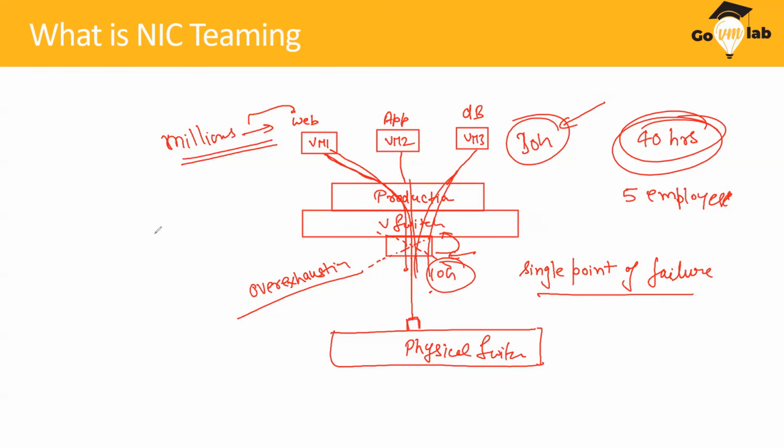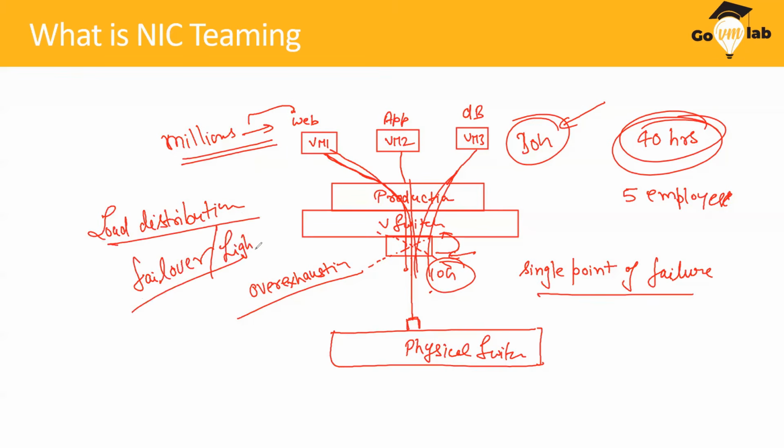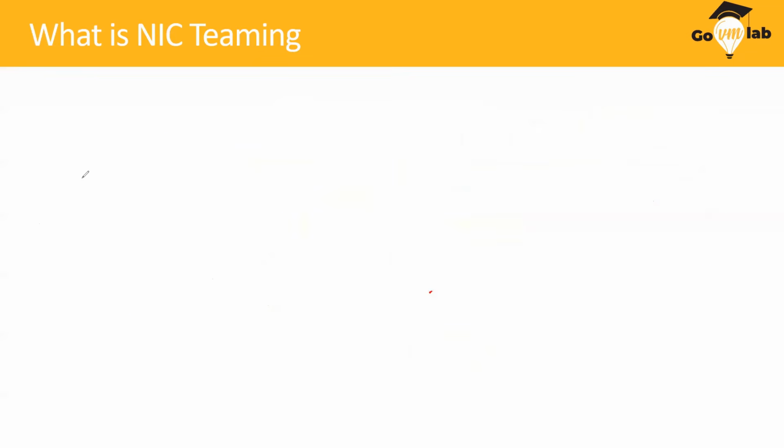So basically, we have two issues here. First, we don't have something called load distribution, right? We cannot have a load distribution here. And second is redundancy to handle the failures. So we don't have redundancy, failover, to be more precise, high availability. These two things are missing in this particular design, right? And how do we solve this problem? We solve this problem with the implementation of NIC teaming, right?